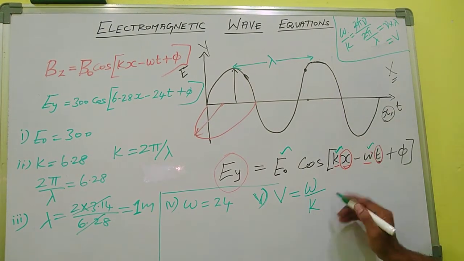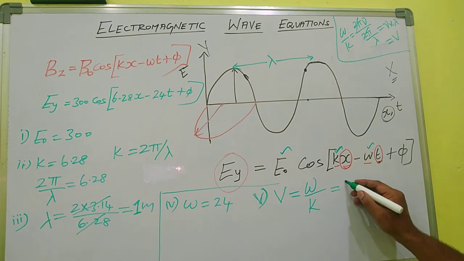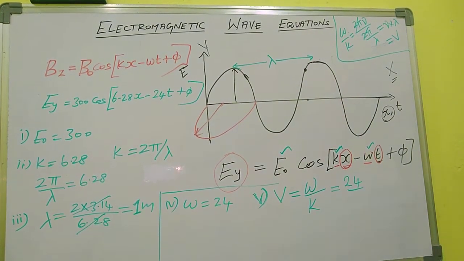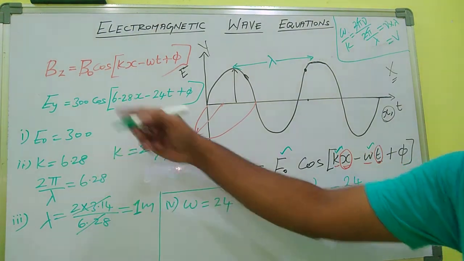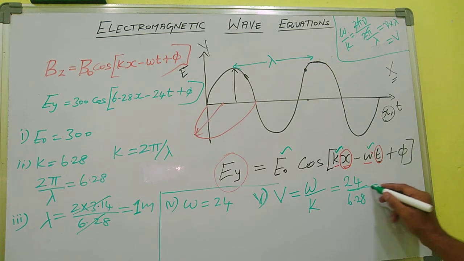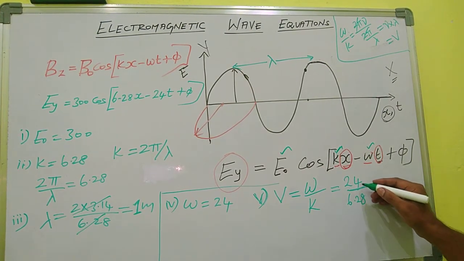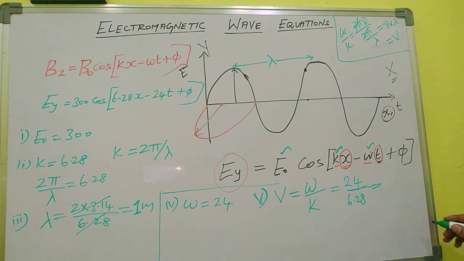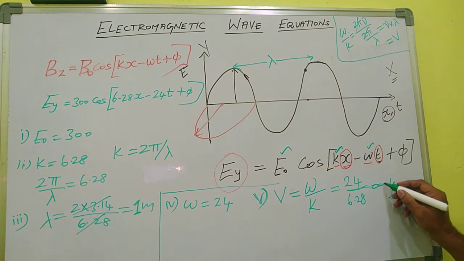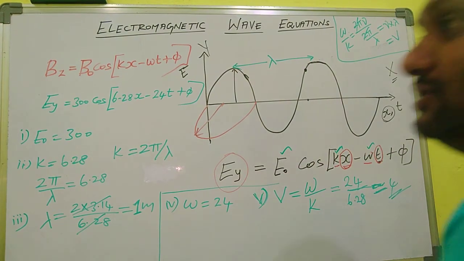Okay, so by dividing these two, we get the value of velocity. What is omega here? 24. What is K here? The value of K is 6.28. So 24 by 6.28, what is the value? Approximately it is 6 by 4, which is approximately equal to 4. It is an approximate value, not an accurate value. So we can find out the velocity also.